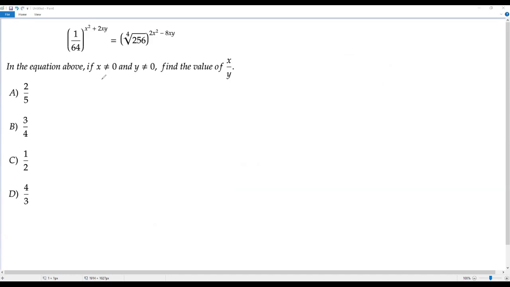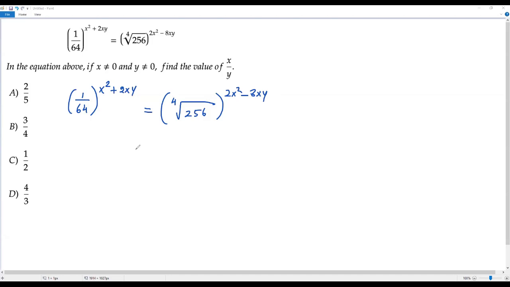Okay, now let me write the given equation as it is. That is 1 over 64 to the power of x square positive 2 times x times y equals to, on the right side we have 4th root of 256 to the power of 2x square negative 8xy.